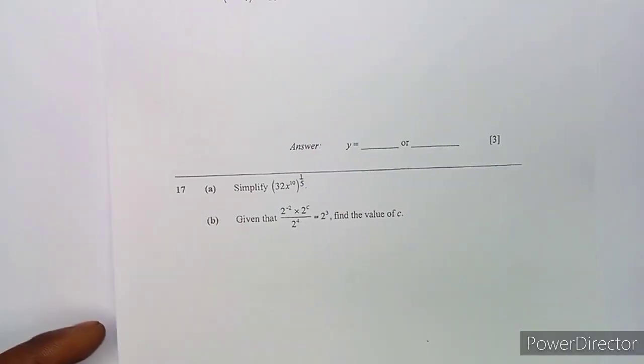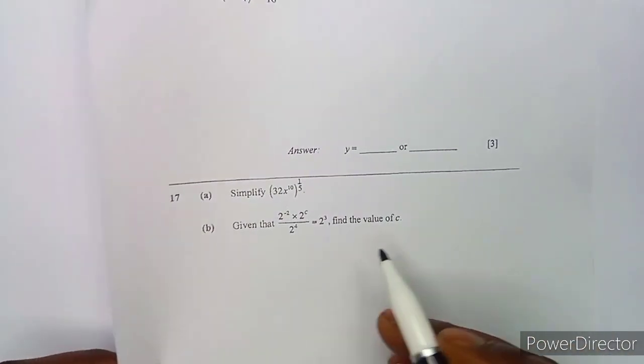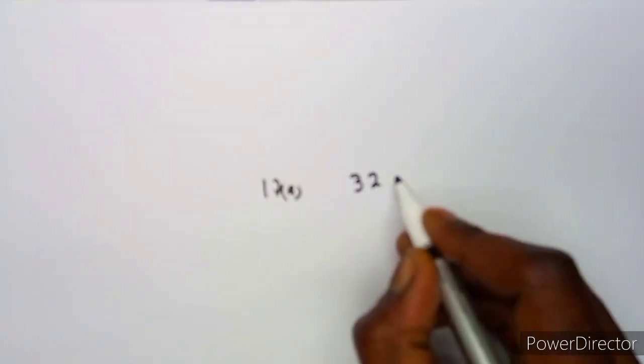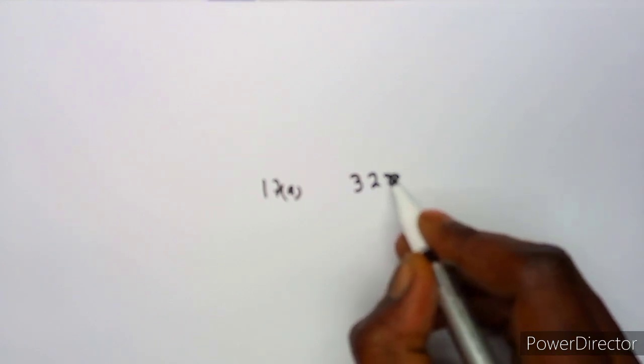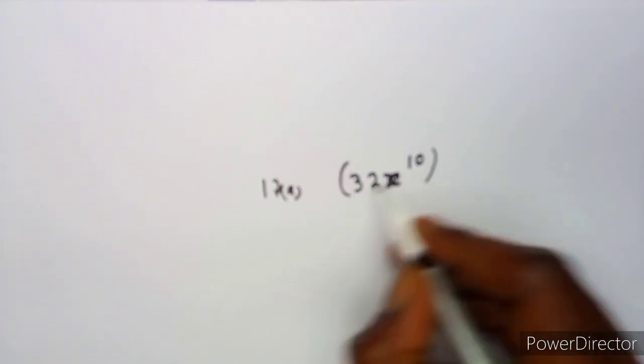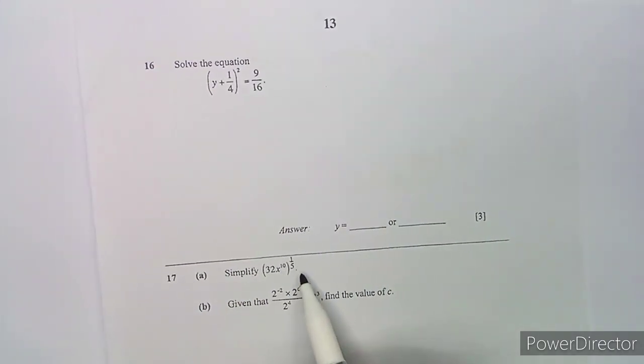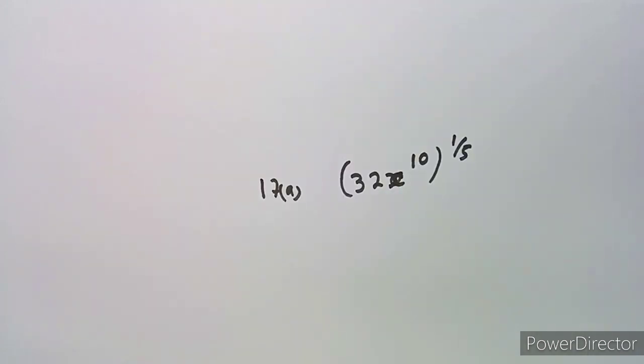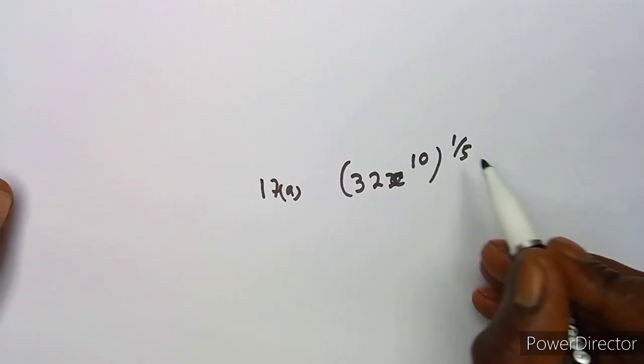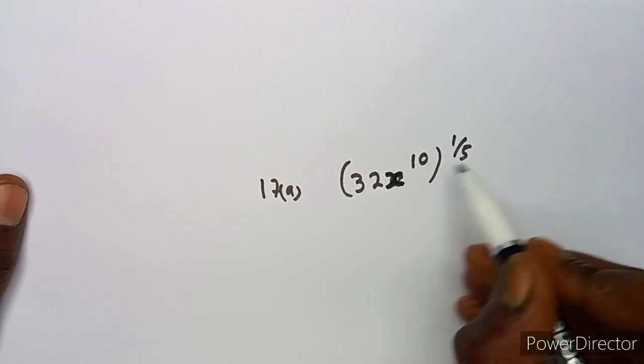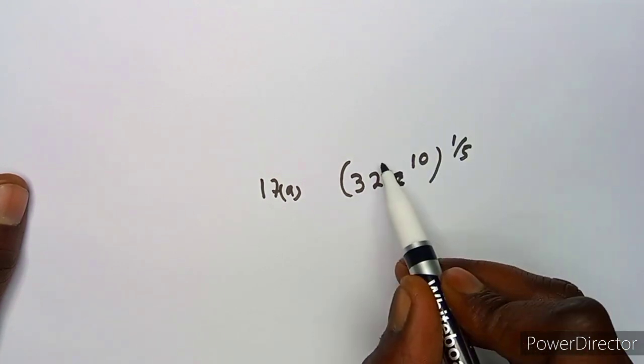Okay, let's move on. Then number 17 is to simplify. This is 17a, where we are given 32x to the exponent of 10, all to the exponent of 1 over 5. That is what we are given. So whenever you're simplifying such type of exponents, apply the concept that you've got a bracket and an exponent. So this exponent is going to affect everything.